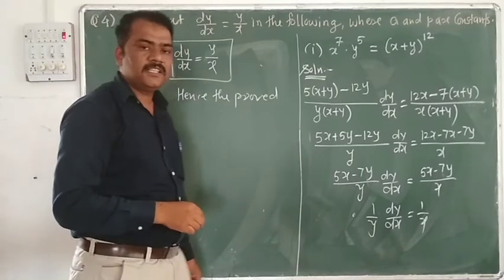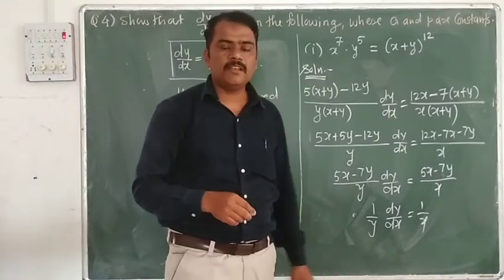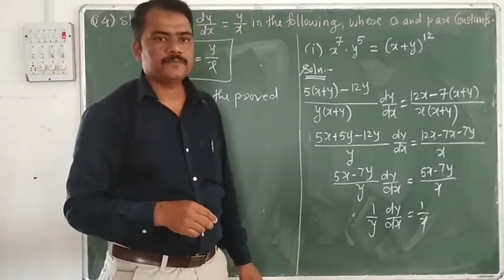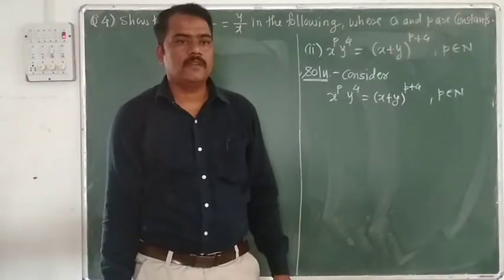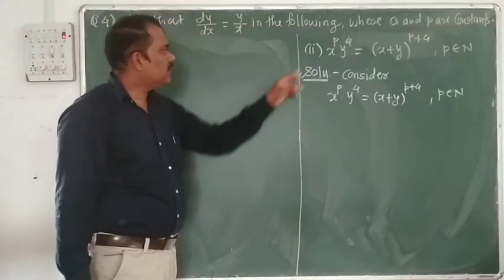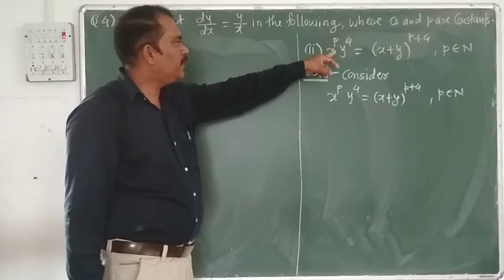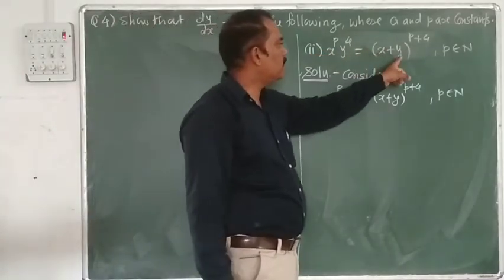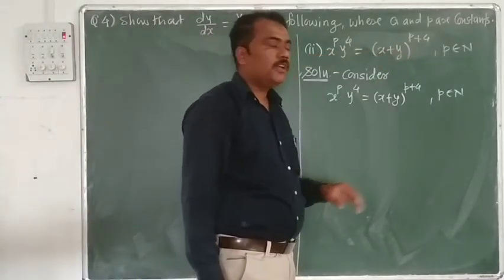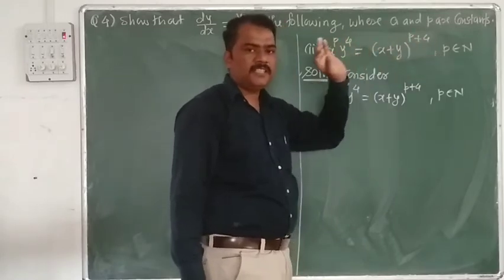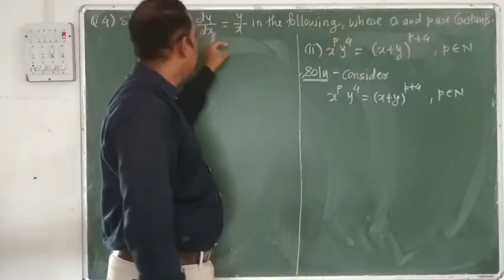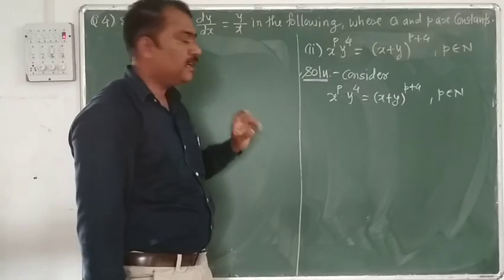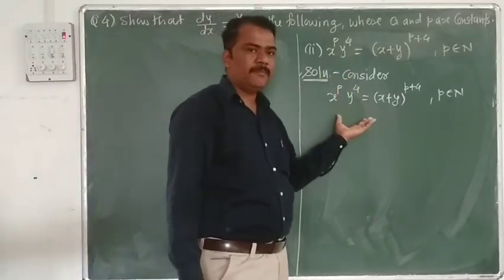Now we have to discuss the next example, that is example number 2. x raised to p into y raised to 4 is equal to x plus y raised to p plus 4, where p belongs to the set of natural numbers. Same question, we have to show that dy by dx is equal to y upon x. Consider the given example.